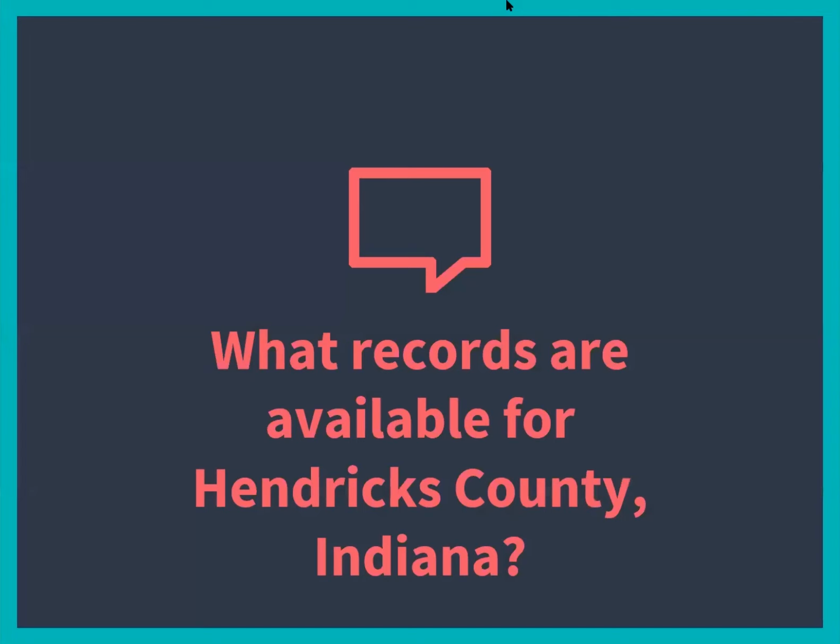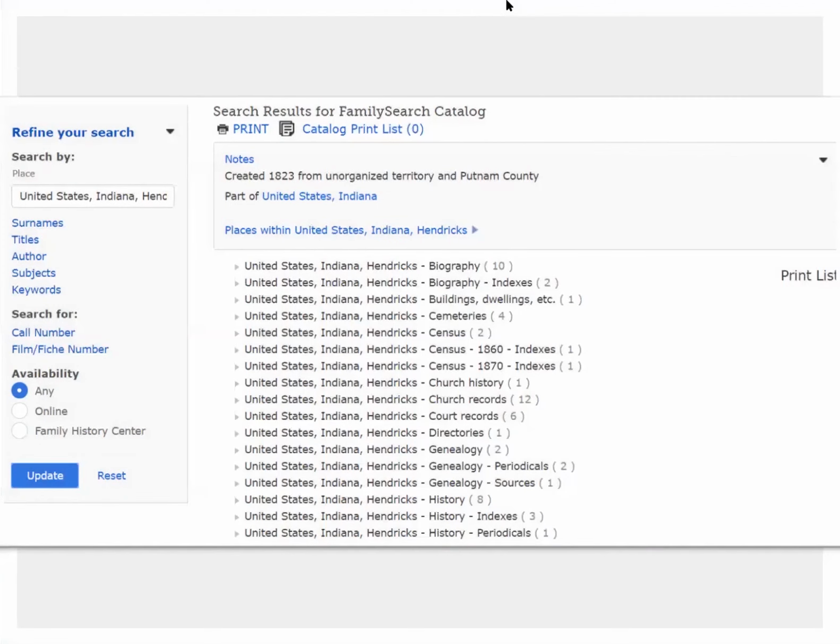So I wanted to show you what the catalog really looks like if we were to go into it. So I'm showing you what records are available for Hendricks County, Indiana. When I pull up Hendricks County, Indiana, this is the first bit that I see. I get a little bit of information about the county. I see that it was created in 1823 from unorganized territory in Putnam County. That's really valuable information because sometimes records pertaining to my ancestors are going to be in Putnam County, depending on what time frame. But I can see I have my different record groups here.